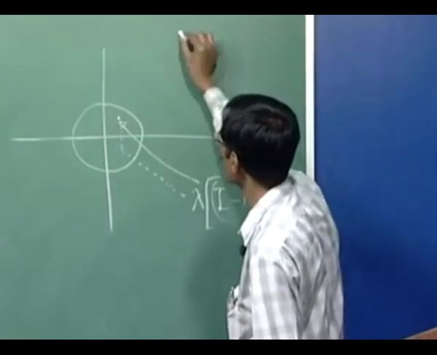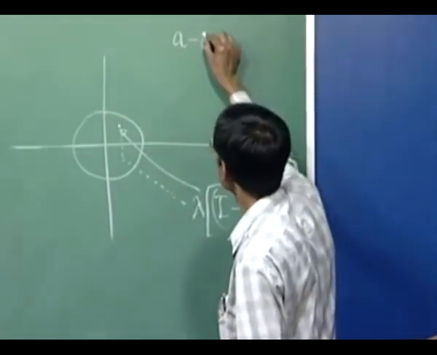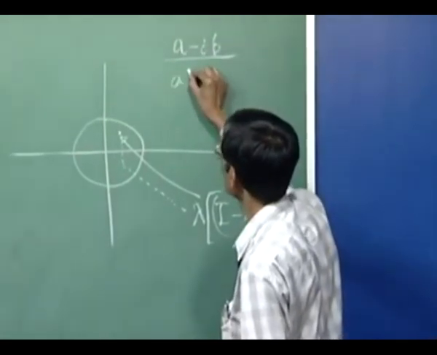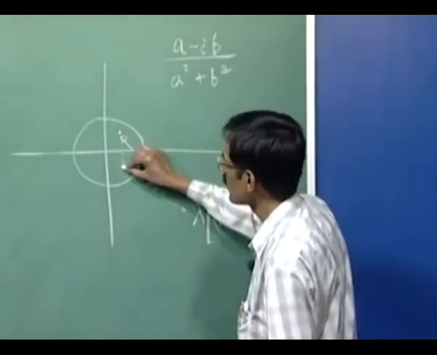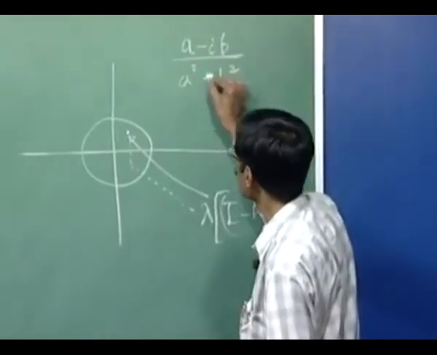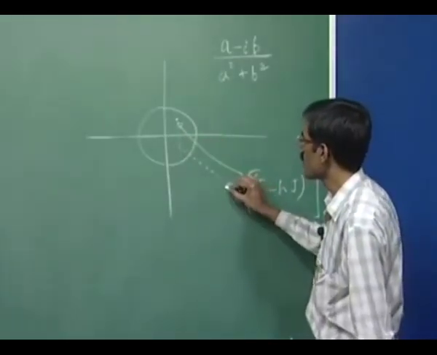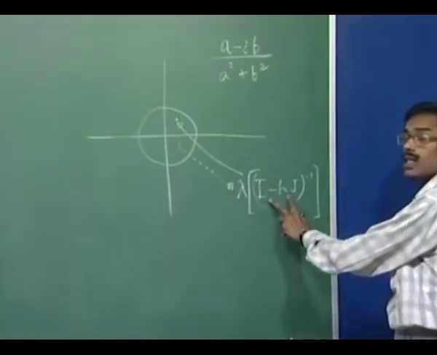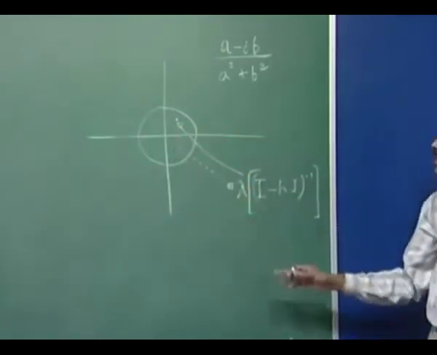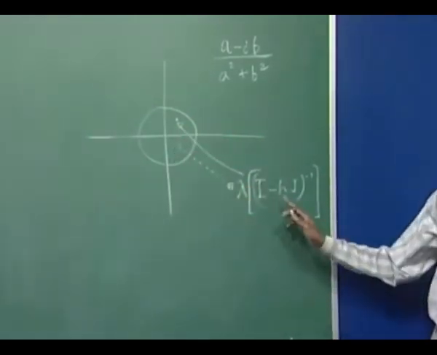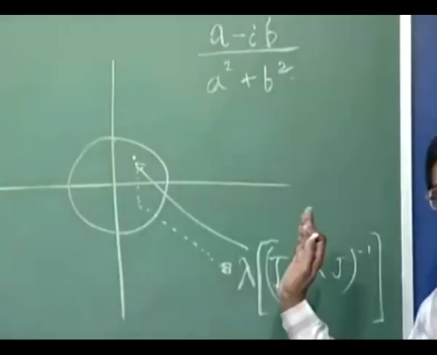So, if it is a plus ib, then its inverse will be 1 by a plus ib, that means a minus ib divided by a square plus b square. This conjugacy is equivalent to reflection by the real axis, and this division is equivalent to reflection by this circle here. That means the eigenvalues of I minus hJ should fall outside the unit circle, eigenvalues of I minus hJ, and that means that eigenvalues of hJ should be again accordingly shifted.